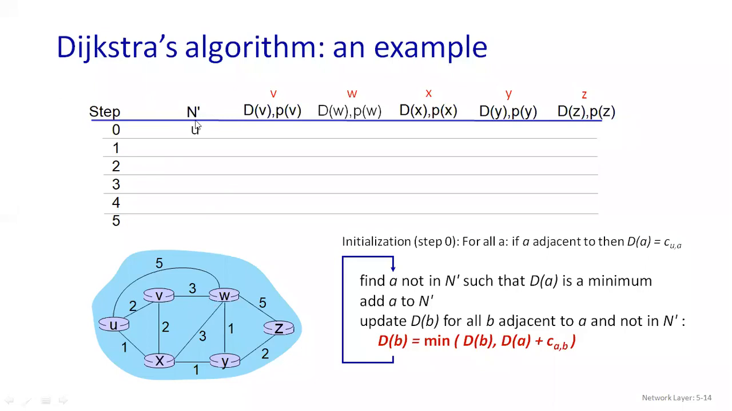So before that, you have to write the N dash, meaning all the nodes you are going to write over here. Then you have to write the nodes. What are the left out nodes? That is V, W, X, Y, Z. And also for each node, there will be a distance and a predecessor node, right? That's why I have written D of V, comma P of V. For this one, D of W, comma P of W. For this one, D of X, comma P of X. For this one, D of Y, comma P of Y. And for this, D of Z, comma P of Z.